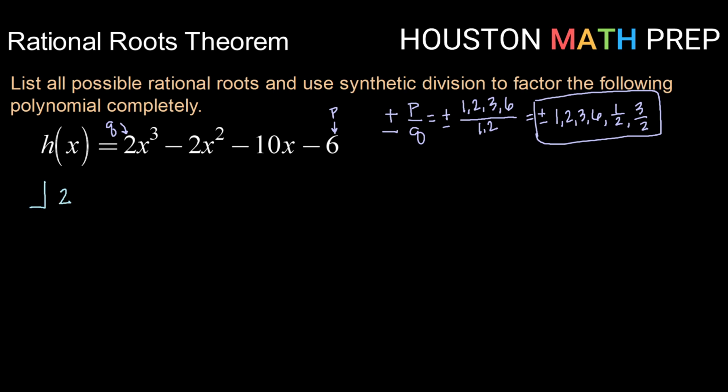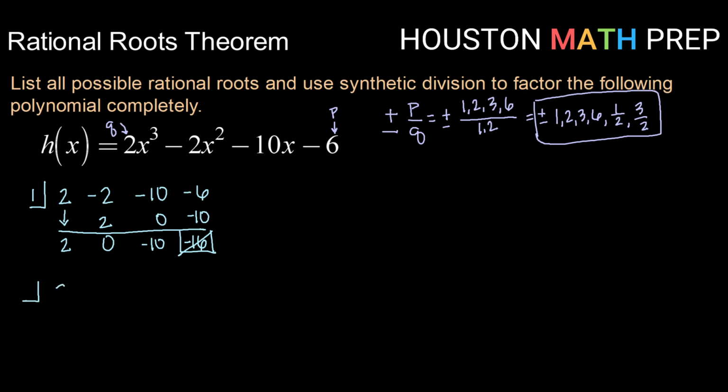To do that, I'm going to take my coefficients, so 2, -2, -10, and -6, and I'm just going to start testing values here. So I'm going to start with +1 and just go in order. So 1 times 2 is 2, -2 plus 2 is 0. 1 times 0 is 0, -10 plus 0 is -10. 1 times -10 is -10, and -6 plus -10 is -16, which is our remainder. Since that is not 0, I know that 1 is not a root of my polynomial.